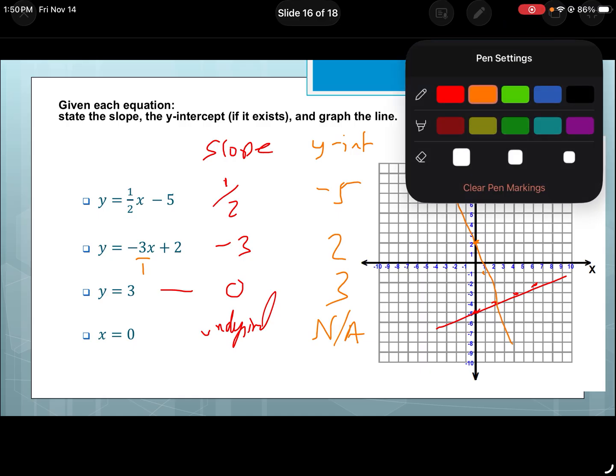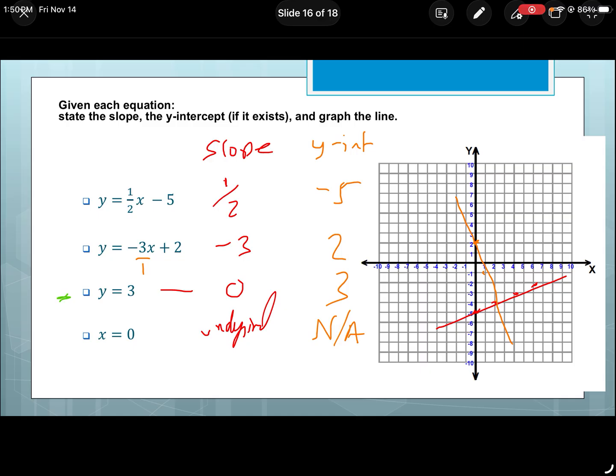For y = 3, I guess we can use green. For y = 3, it goes through y at 3, so bada boop. And then for x = 0, there's already a line there. It's when x is 0, when it goes through the 0 on the x-axis. So it looks like that. It goes straight through the y-axis. This one here. Okay, hopefully that made sense.